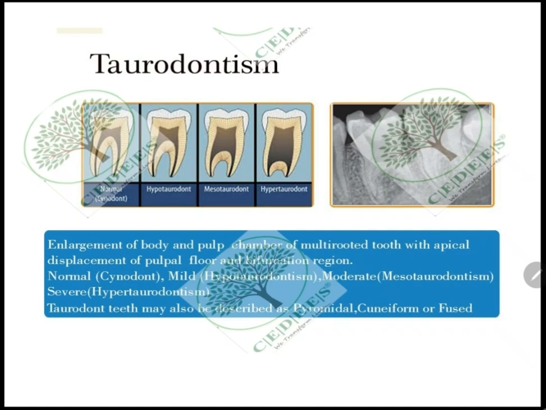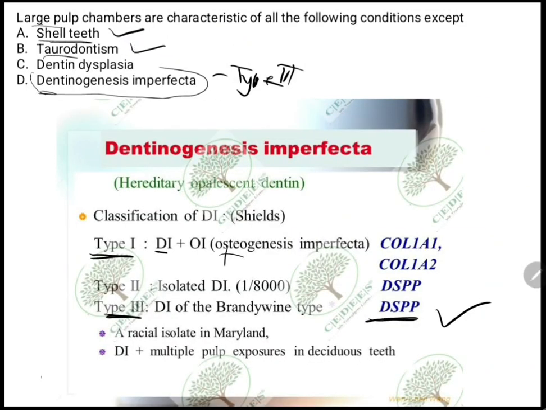As you can see, the normal constriction which should be present at the CEJ, or the cemento-enamel junction, is not present. In this condition, it can be mild, moderate, or severe, and as it goes from mild to severe, you can see that the furcation area is extremely low down and the pulp chamber is extremely enlarged. The floor of the pulp appears to be much more apical, near the apex of the tooth. So this appearance is called the bull tooth. So definitely torodontism also has enlarged pulp chambers.